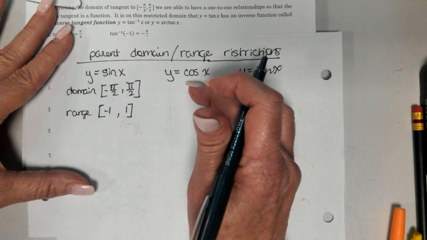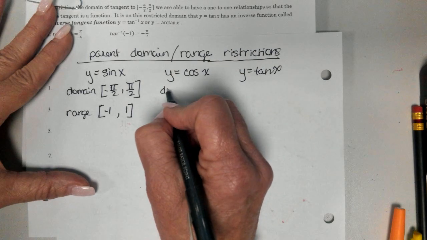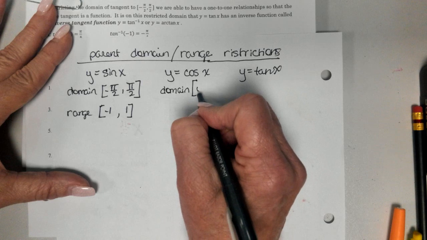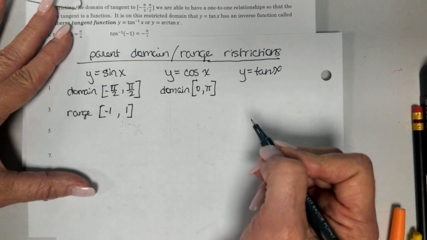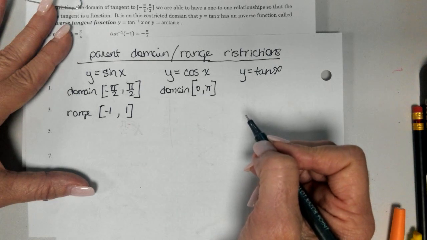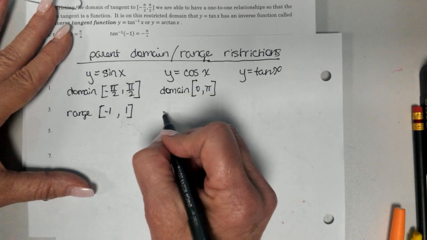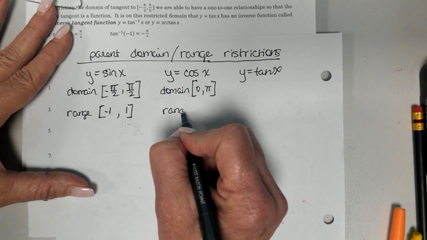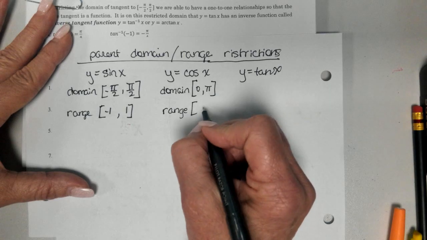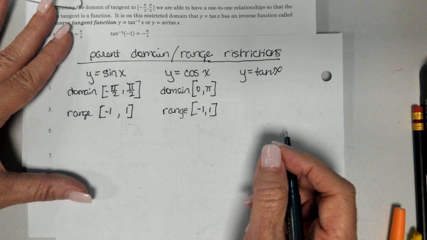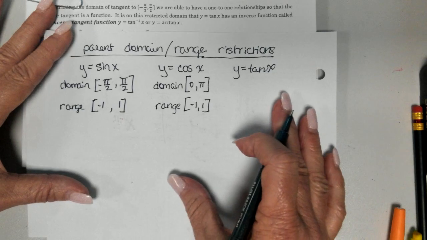For cosine, I had to restrict my domain from 0 to pi. That's the only part I could graph so that my inverse was a function. And my range for that was also -1 to 1. It allowed me all possible values in my range.